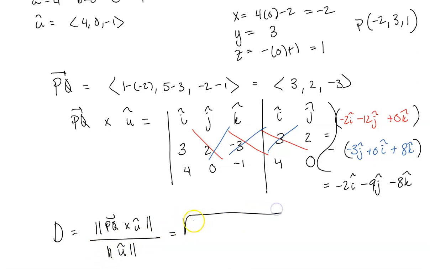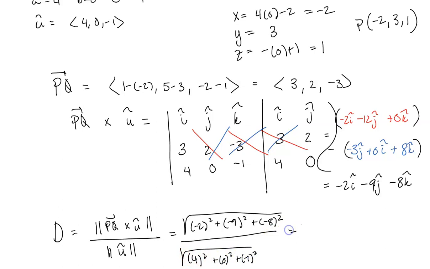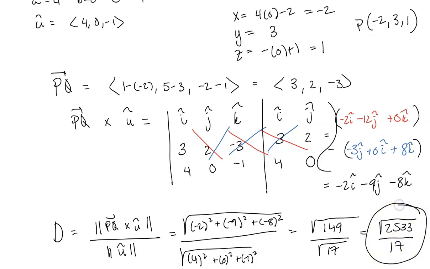So that'll be the square root of negative 2 squared plus negative 9 squared plus negative 8 squared, divided by the square root of 4 squared plus 0 squared plus negative 1 squared, which gives me the square root of 149 when I add all that together, divided by the square root of 17. Rationalizing that, it's not super pretty, but we get the square root of 2533 divided by 17. And that is my distance. So the key thing here is to make sure you read the directions and you know whether you're finding the distance between a point and a line or a point and a plane, because it does make a difference.